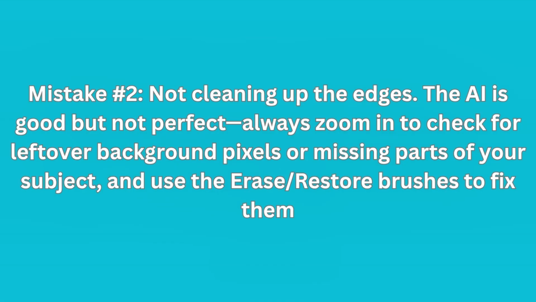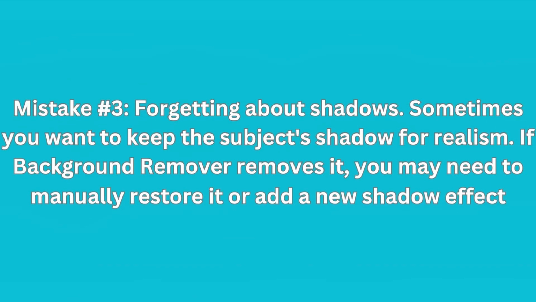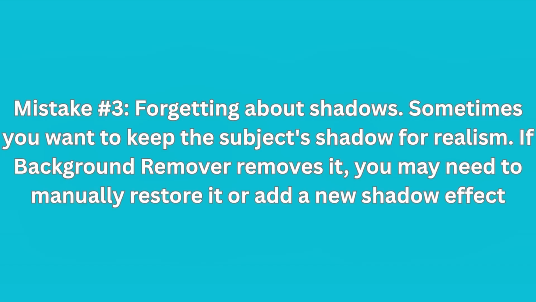Always zoom in to check for leftover background pixels or missing parts of your subject, and use the Erase and Restore brushes to fix them. Mistake number 3, forgetting about shadows. Sometimes you want to keep the subject's shadow for realism. If background remover removes it, you may need to manually restore it or add a new shadow effect.